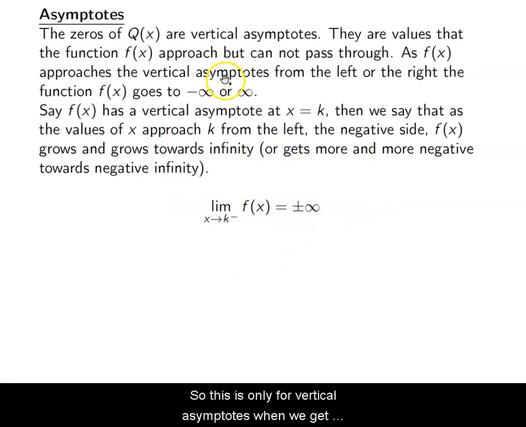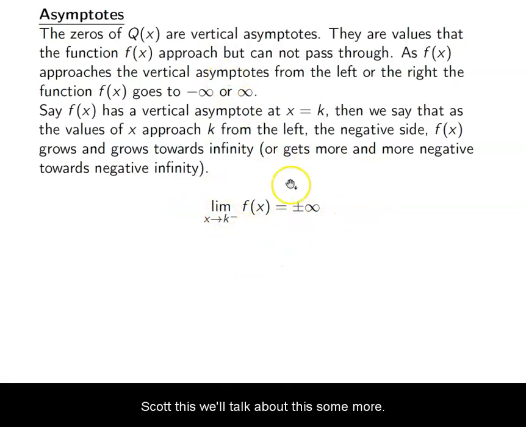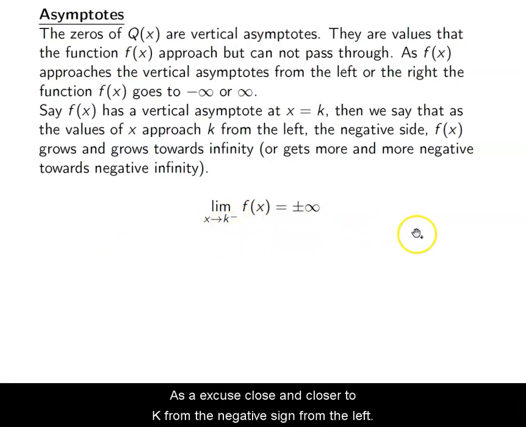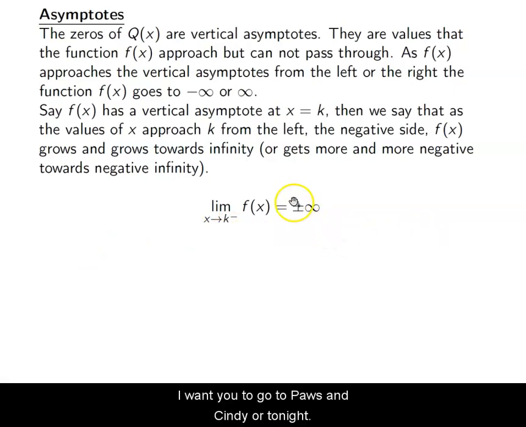So this is only for vertical asymptotes. When we get to calculus, we'll talk about this some more, but it can be an actual value there because k most likely will not be an asymptote when we're talking about it in the calculus sense. But for right now, k is a vertical asymptote. As x gets closer and closer to k from the negative side, from the left, we're either going to go to positive infinity or to negative infinity.